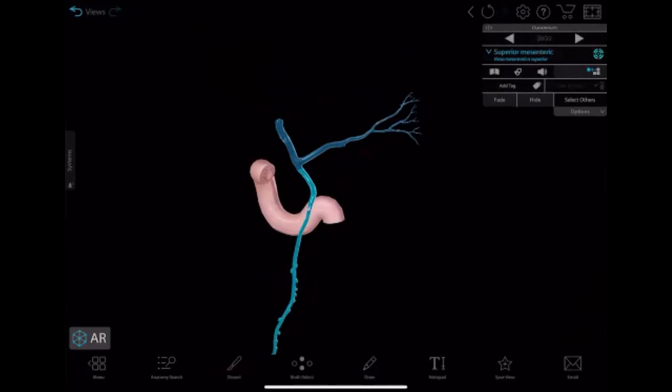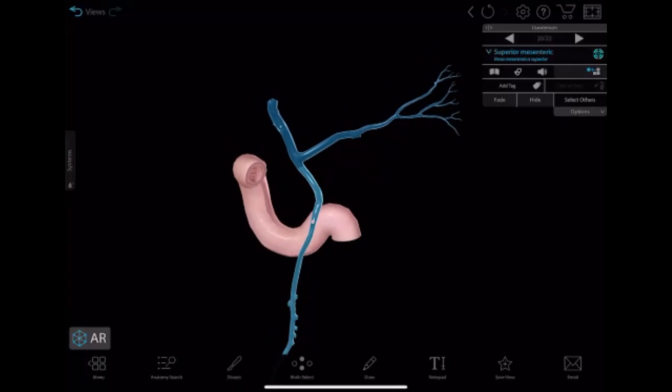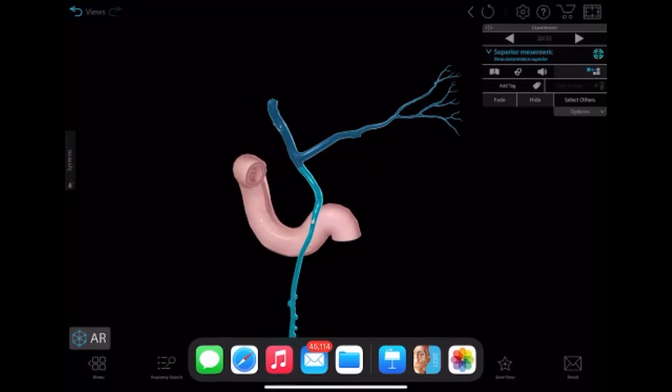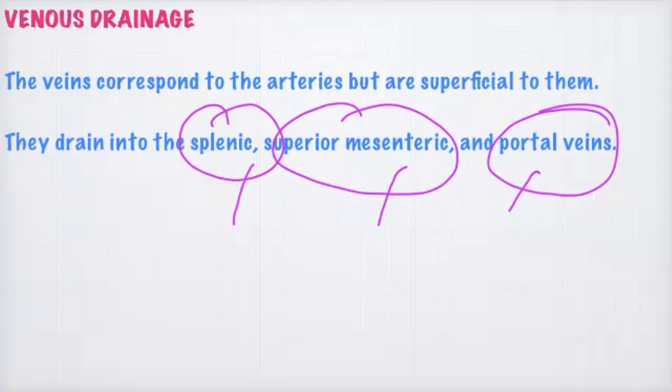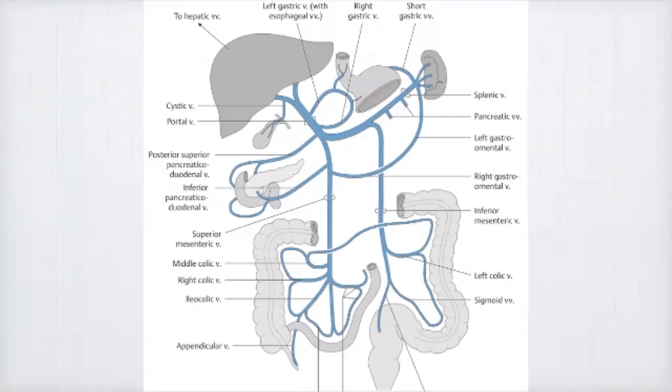Coming to the veins in detail, you see the posterior superior pancreaticoduodenal vein and the inferior pancreaticoduodenal vein. This one drains into the superior mesenteric vein, this one also drains into the superior mesenteric vein, and this posterior superior one drains into the splenic vein.